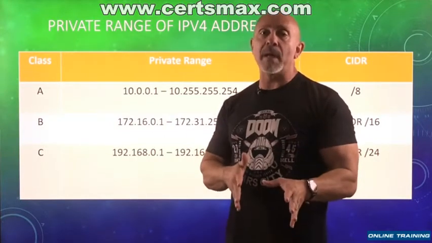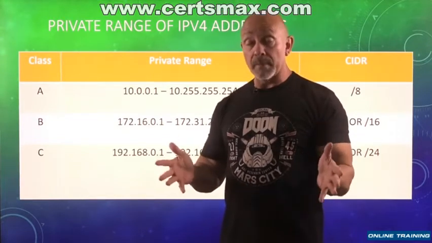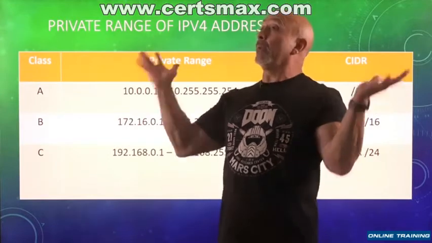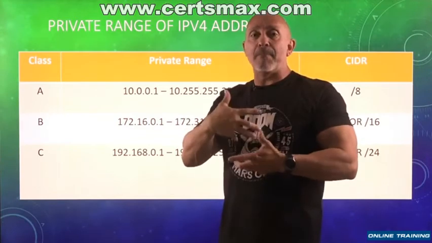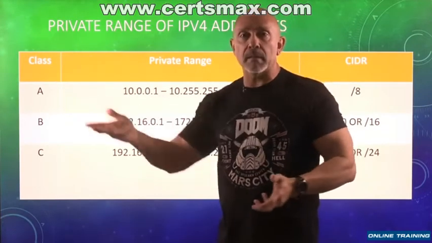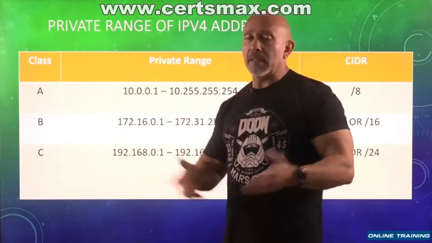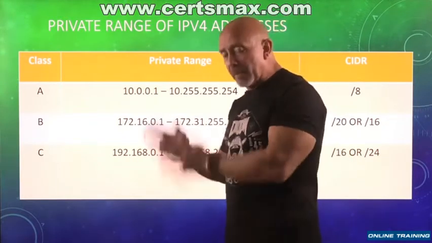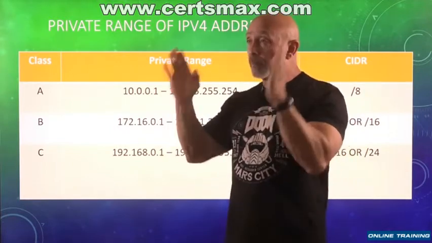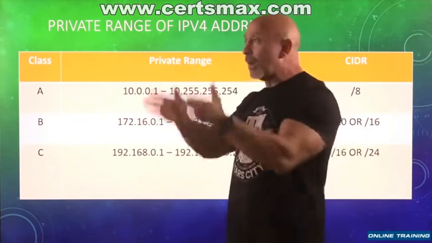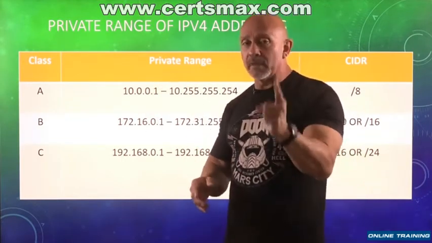So the first thing you need to know about a private range is that they're not routable on the internet. That could be a test question. What would happen if you plug an interface that has a private IP address into a public port? You're not going anywhere. It's not going to happen, because private IP addresses are not routable on the internet. Say it again. Private IP addresses are not routable on the internet.